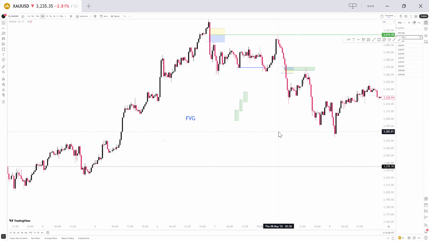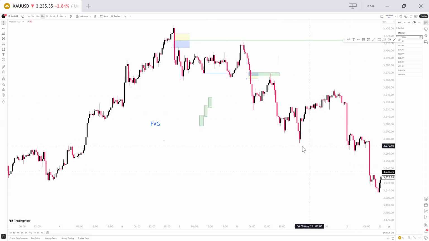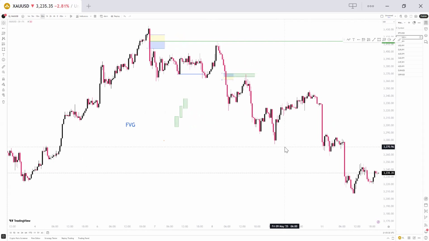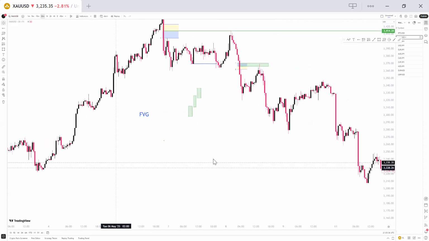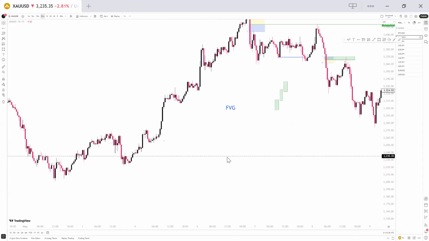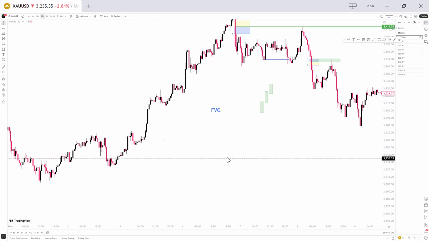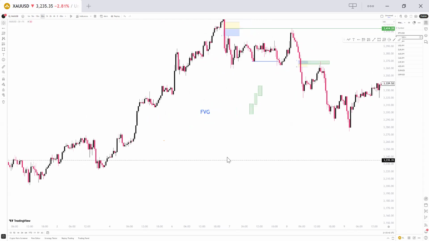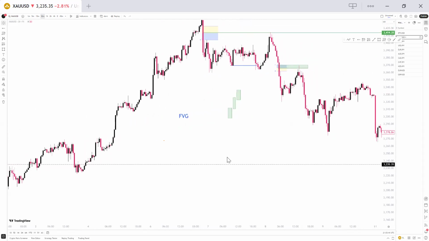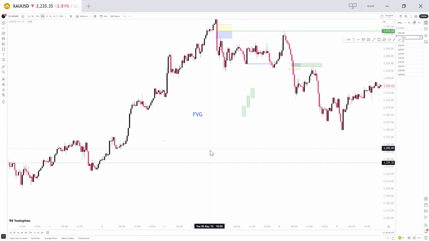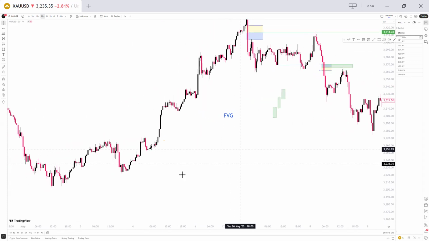How will I put this example for breaker block? Most times breaker block doesn't play out. For breaker block now, let's say, let me look for an example of breaker block for you.